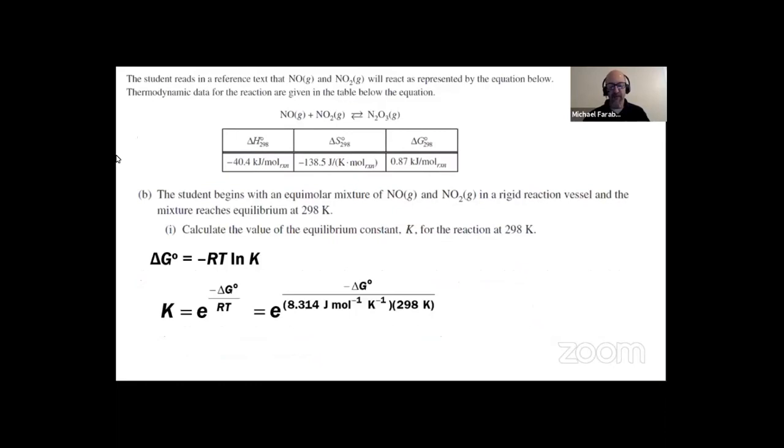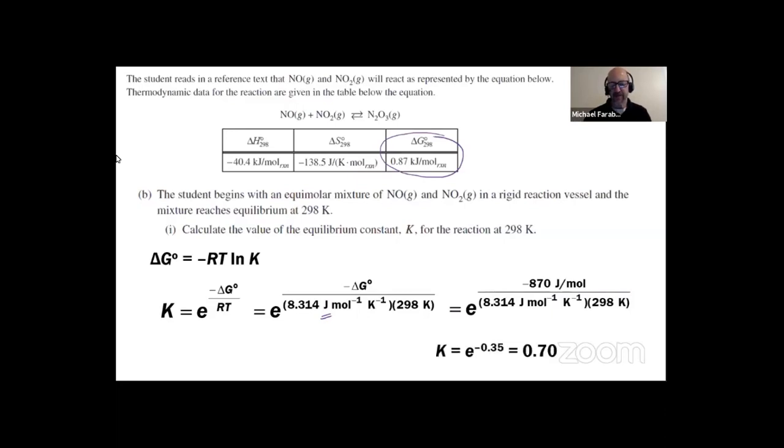Now be careful that you have to focus on your units, because this delta G is in kilojoules, but the R, the ideal gas constant that we're pulling off the equation sheet, is in joules. So watch out, you don't put in 0.87 on the top there, but rather 870, because that would have units of joules. Alternatively, you could have divided 8.314 by 1,000. So either one, just pay attention to your units.